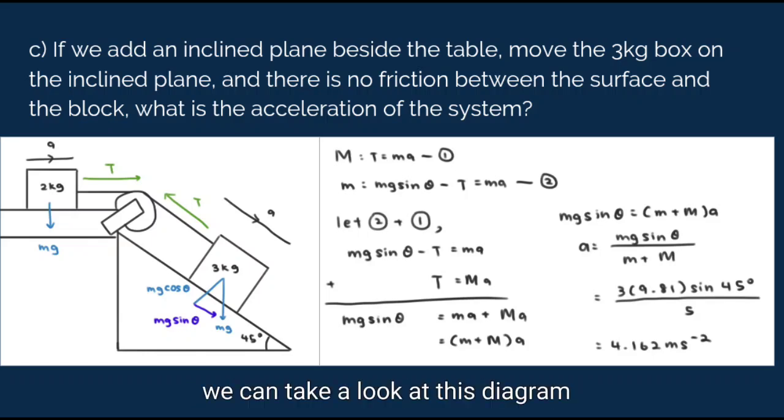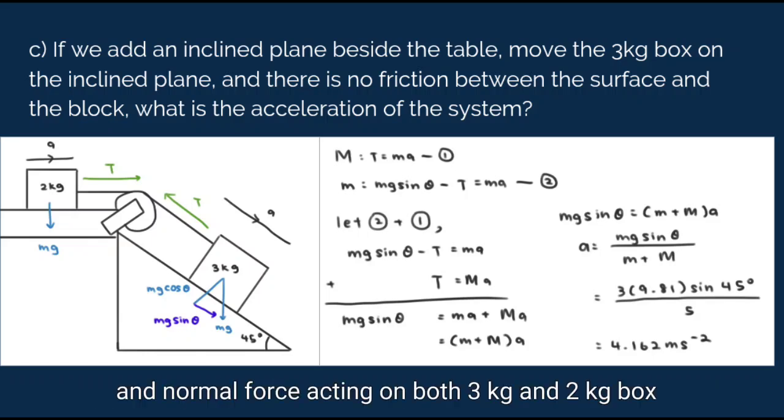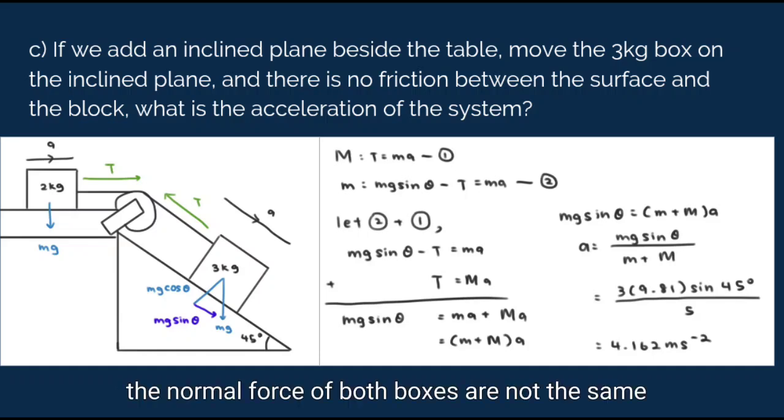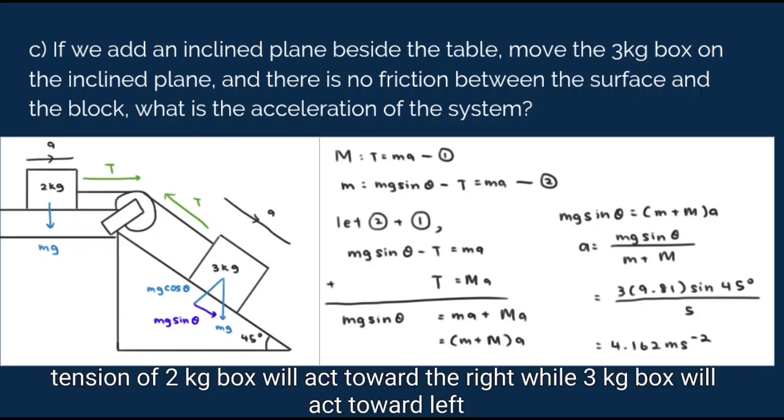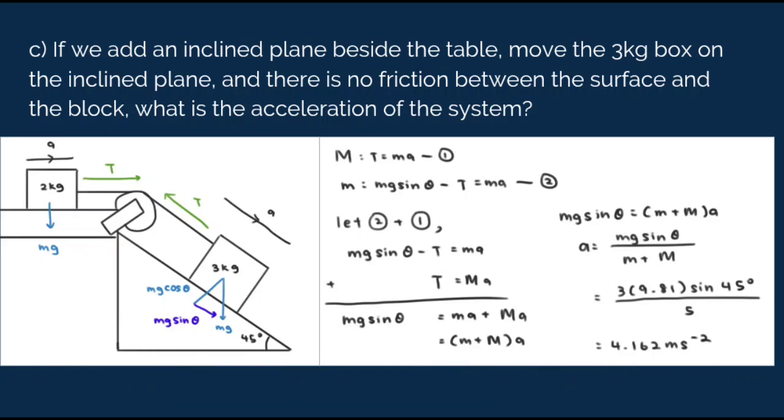We can take a look at this diagram. We can notice that there will be mass times gravitational force and normal force acting on both the 3 kg and 2 kg boxes. The normal forces of the two boxes are not the same. Tension of the 2 kg box will act toward the right, while the 3 kg box will act toward the left. The inclined plane is at 45 degrees.